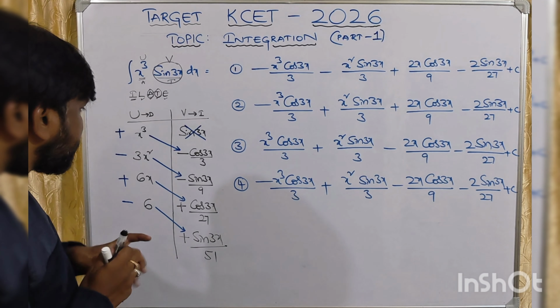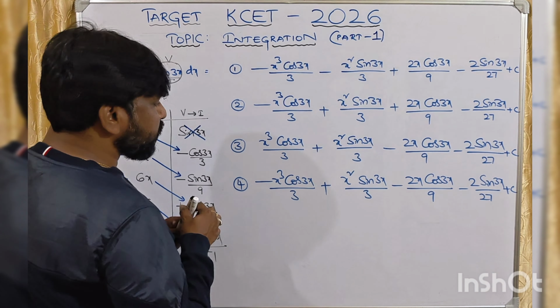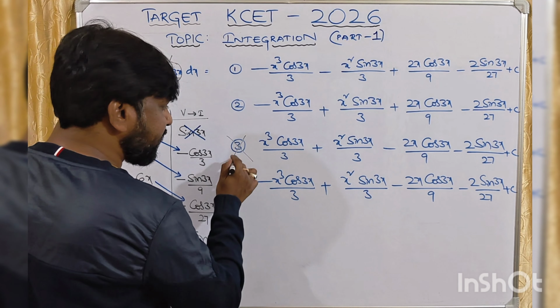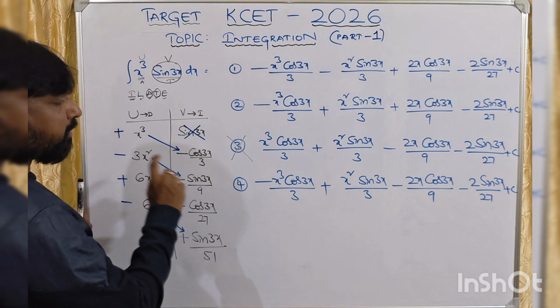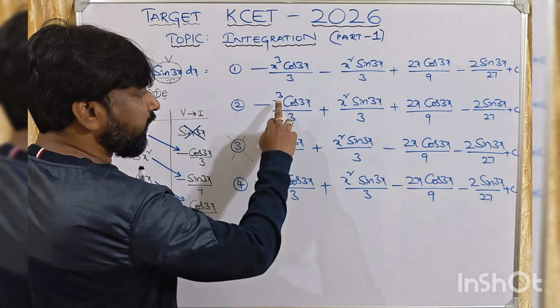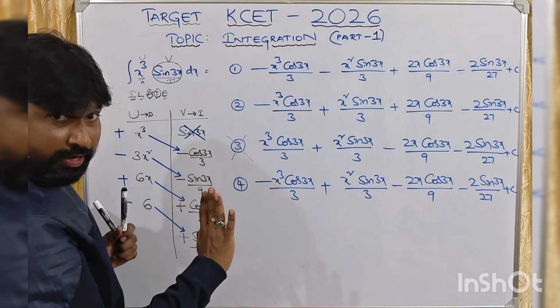Now we will cross check with the answer. Plus into minus, minus. In the answer, minus will be there. So positive answer is wrong answer. Here positive given is wrong answer. Minus x cube cos 3x by 3. The options with x cube cos 3x by 3, all the three options are correct as per this.